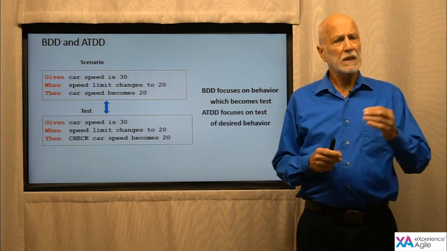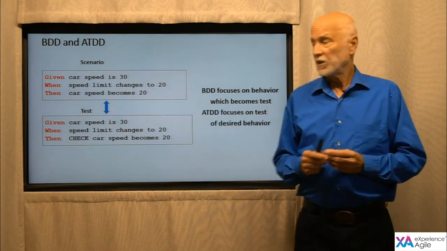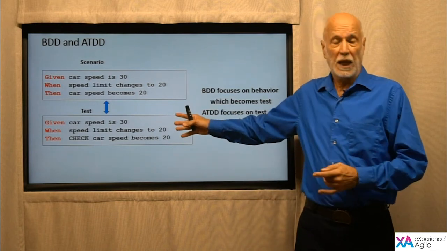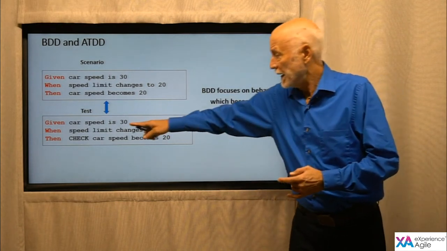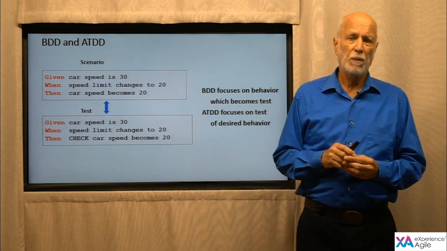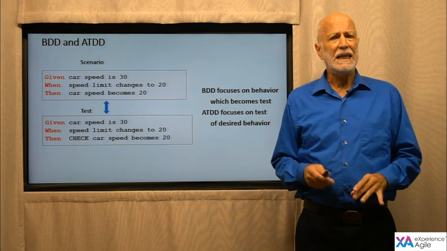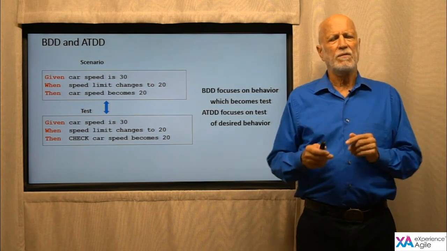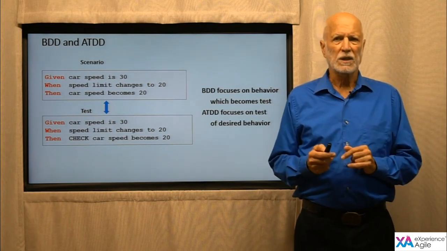Now we also have acceptance test-driven development, which simply says that we are going to be testing the behavior. So in fact, it emphasizes the check, but the behavior is exactly the same in both parts. So ATDD and BDD are just slightly different views on the same underlying process.